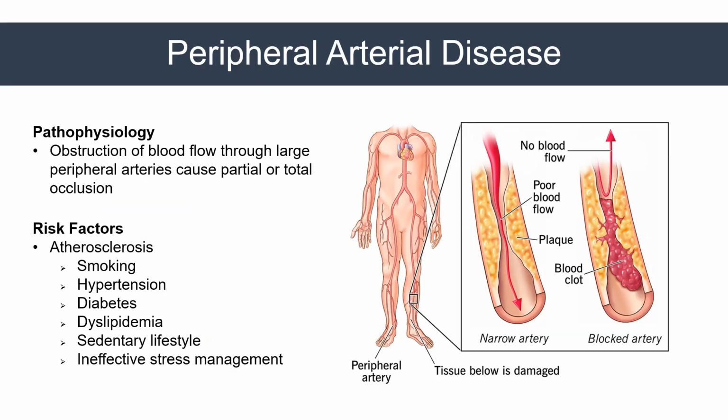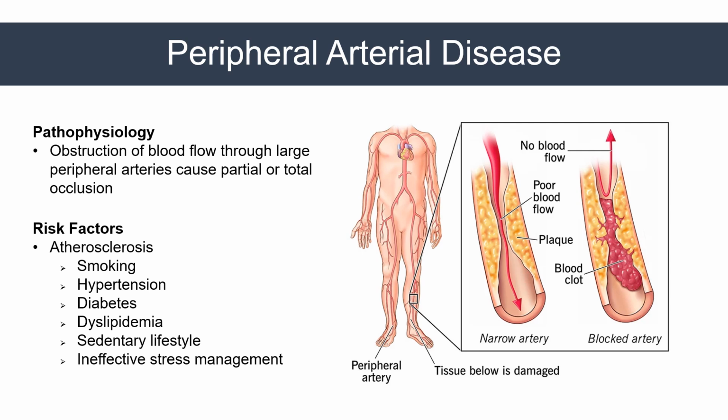Next is peripheral artery disease, or PAD. So the pathophys on this one: obstruction of blood flow through large peripheral arteries causes partial or total occlusion. So we're talking about the peripheries. We usually think of our legs as having peripheral artery disease, but actually our upper limbs can have it too. And technically, if you have peripheral artery disease, it is very, very likely that your arteries in your whole body have been affected to some degree. Okay, so back to this.